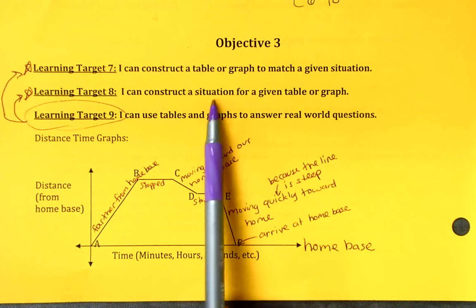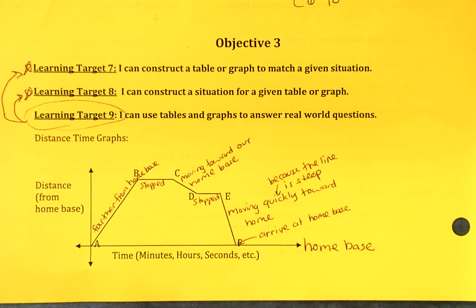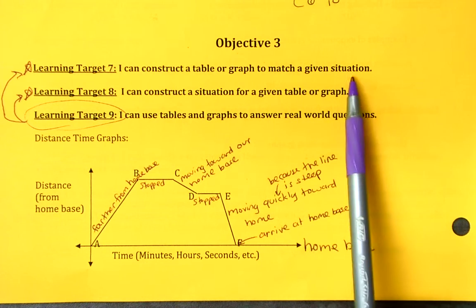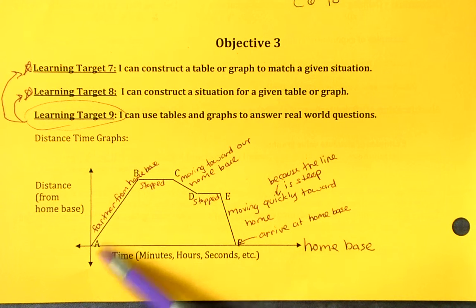That would be an example of a story that you could tell based on this graph. That would be constructing a situation for a given table or graph. You will also see in this objective that you'll be given a situation, and you'll have to give the graph based on the situation.